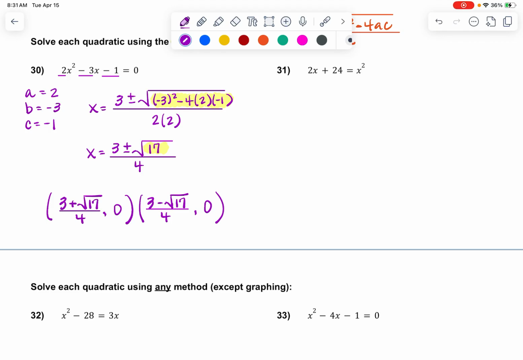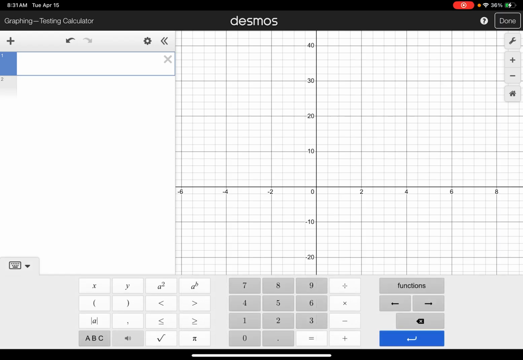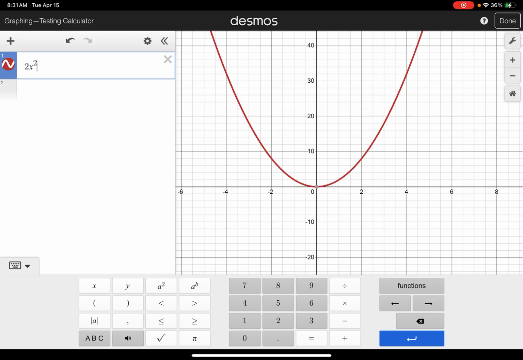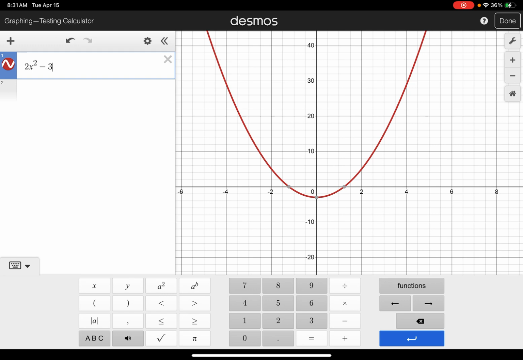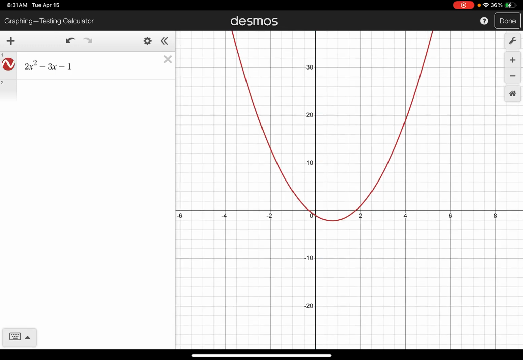I'm just going to check this really quick on Desmos just to kind of show you, right? So if I go into Desmos and I just type in my function, 2x squared, oops, gotta have the x in there. Oh my gosh, I keep doing that. There we go. 2x squared minus 3x minus 1. Right, so there is our graph, and if I tap the x-intercepts or the solutions, right, I get those 2 numbers.